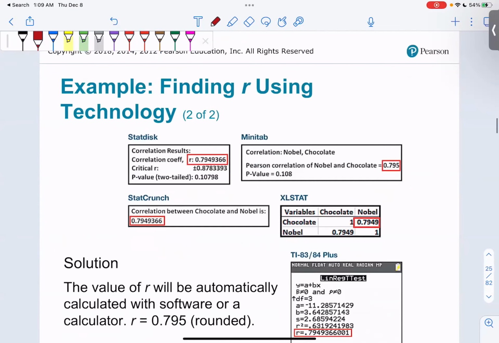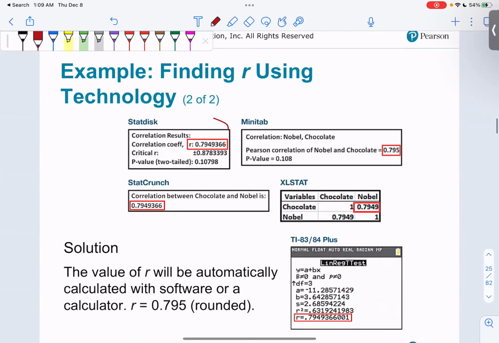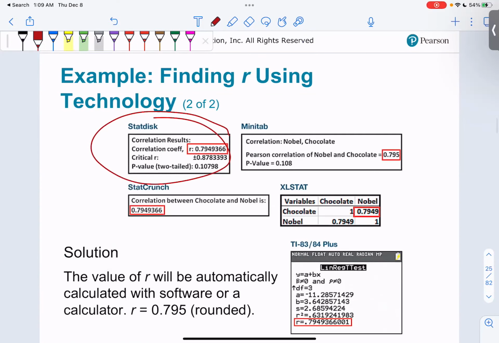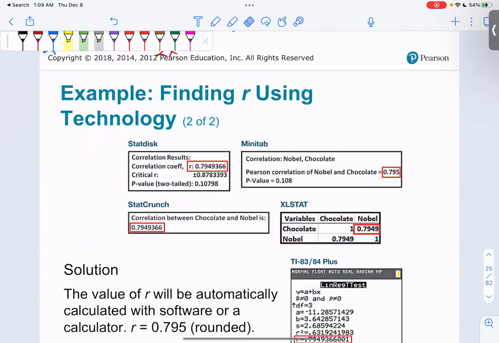But using technology, let's say using the stat disk here, we find R equals 0.794, okay? And this value here, let's do it here.